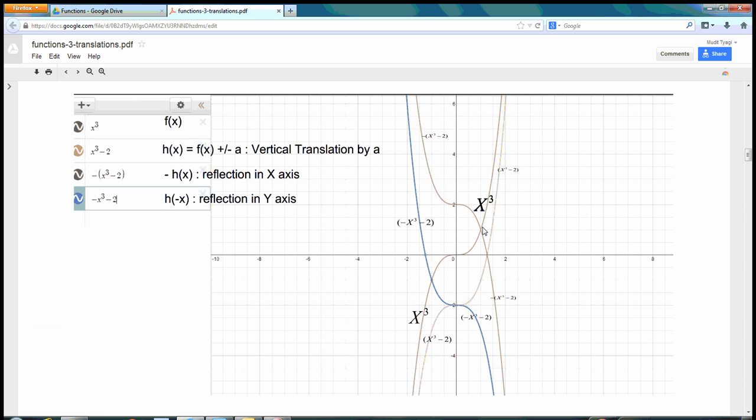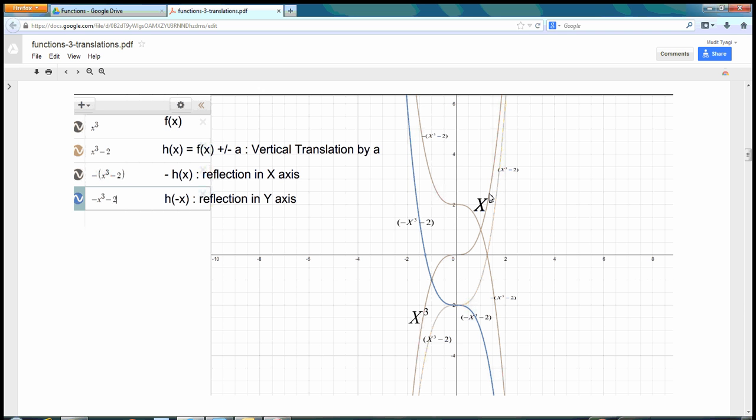So in this video, let's just look at x cubed. Our f of x is x cubed, and we add or subtract, in this case, 2 from our f of x to get a new function, h of x, and we see that this action of subtracting 2 from f of x has caused a downward vertical translation.